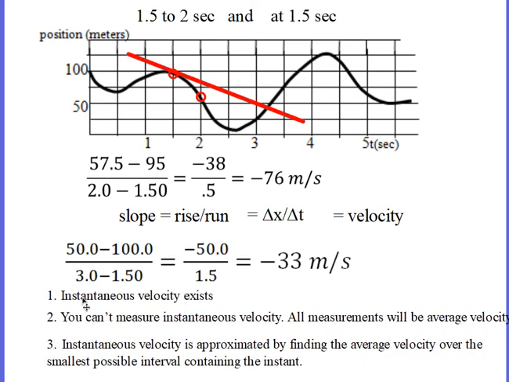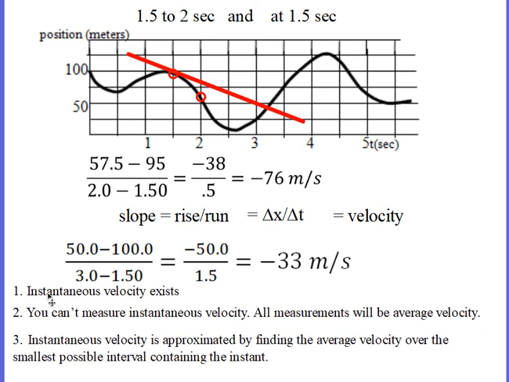So here are some points which are very important to me, and I will repeat several times. Instantaneous velocity really does exist, but you cannot measure it, because when you try to do delta t for an instant, you have a 0 there. So all measurements that we take will be average velocity. If I ask you to measure the instantaneous velocity, what you will do is you will measure the average velocity over the smallest possible interval containing the instant.